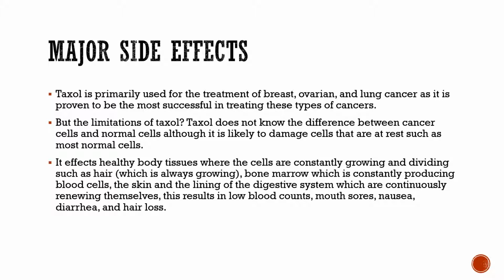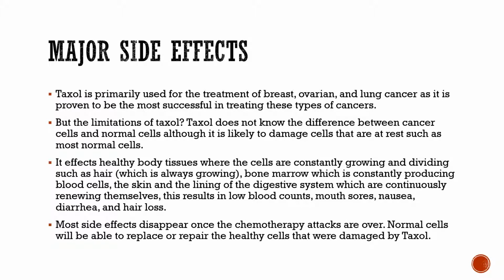It affects healthy body tissues where the cells are constantly growing and dividing, such as hair, which is always growing, bone marrow, which is constantly producing blood cells, the skin and the lining of the digestive system, which are continuously renewing themselves. And all this results in low blood counts, mouth sores, nausea, diarrhea, and hair loss. Most side effects disappear once the chemotherapy attacks are over. Normal cells will be able to replace or repair the healthy cells that were damaged by Taxol.